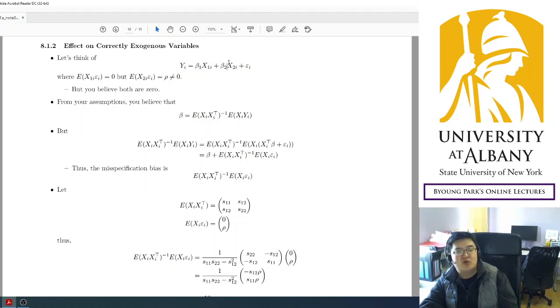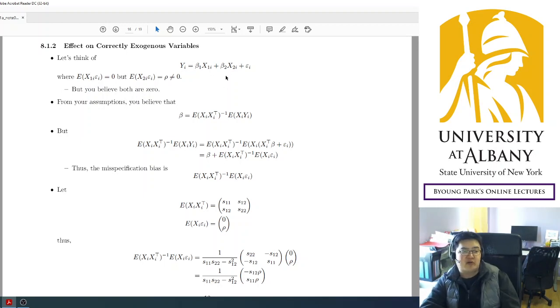And so x1 is fine, but x2 causes the problem. Still, the problem contaminates the coefficient of x1. So x1 is innocent, but it still gets the same punishment. Let's see what's going on.